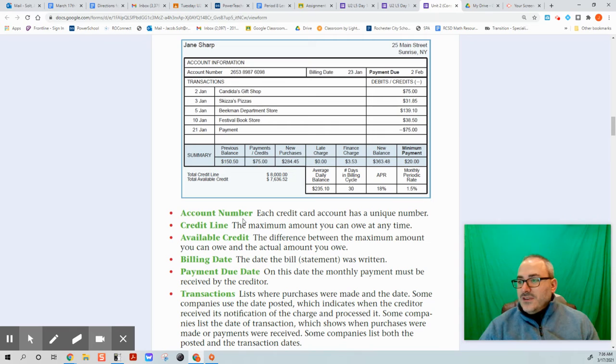All right, the account number. Each credit card account has a unique number. Right there's the account number listed. Remember, this is private. You don't want to give this information out. The credit line.